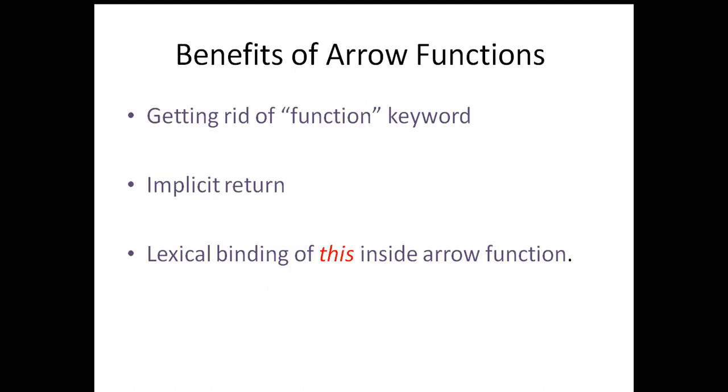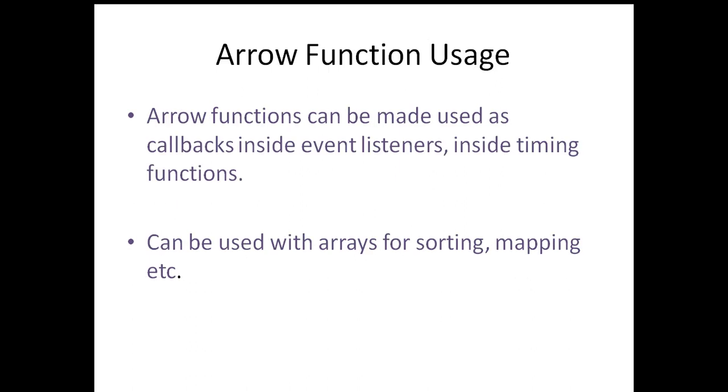These are the benefits of arrow functions. We are getting rid of the function keyword, making the function look small and sweet. We have the implicit return feature, and also the lexical binding of this inside arrow functions. Arrow functions can be used inside event listeners, inside timing functions, that is setTimeout and setInterval. They can also be used for sorting and mapping inside an array, and with promises.